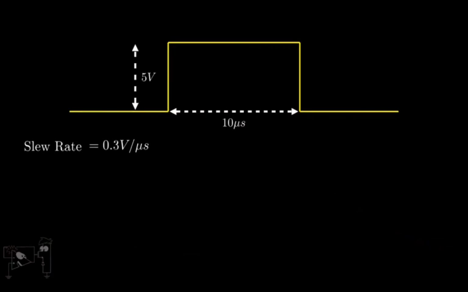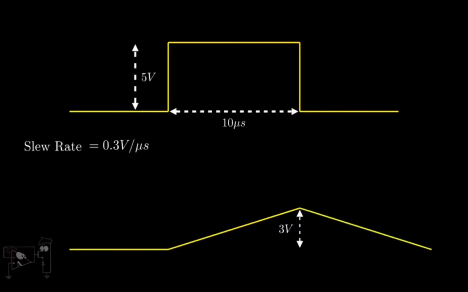Suppose the slew rate reduces further to 0.3 volts per microsecond. In this case, at the end of 10 microseconds, the output will have only reached a value of 3 volts. Hence, the voltage never reaches 5 volts. At the negative edge, it starts reducing from 3 volts back to 0 volts.